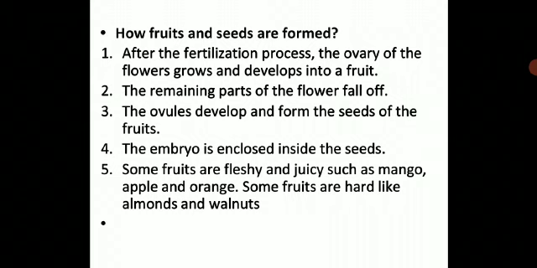The embryo is enclosed inside the seeds. So inside the seeds, what you see is the embryo. Some fruits are fleshy and juicy, such as mango, apple, and orange. Some fruits are hard, like almonds and walnuts. So this is how fruits and seeds are formed.